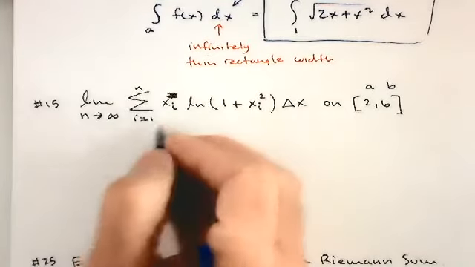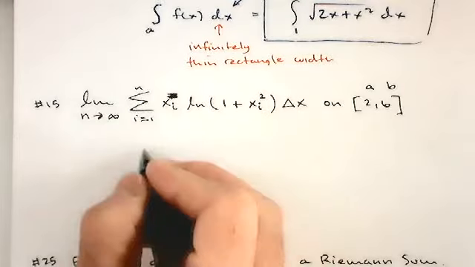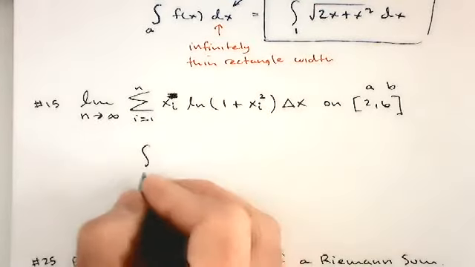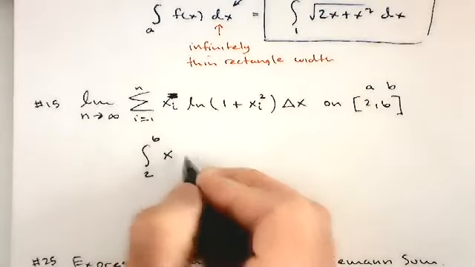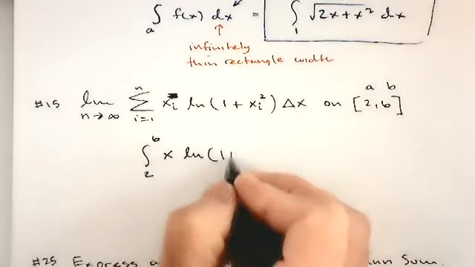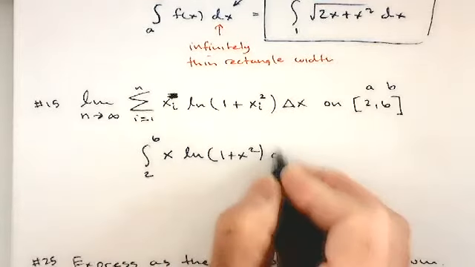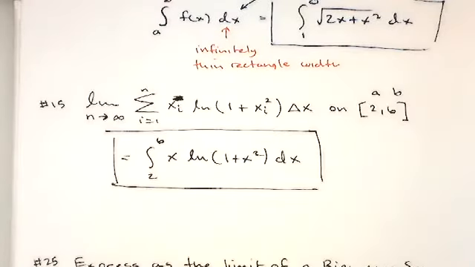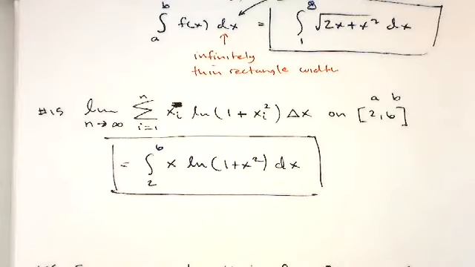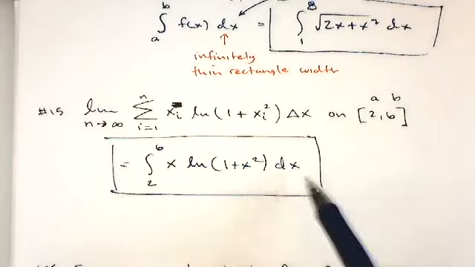So this whole long crazy looking sum just represents the integral from 2 to 6 of x times the ln of 1 plus x squared times dx. That's it. Okay, so it could be that easy, right? It could be that easy. That would be great on a quiz or a test.